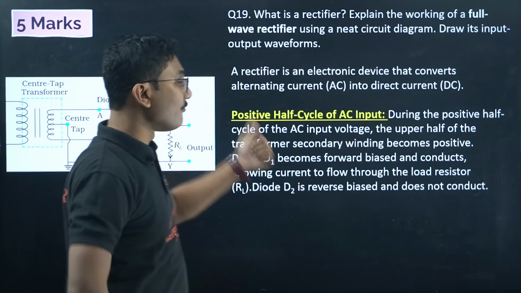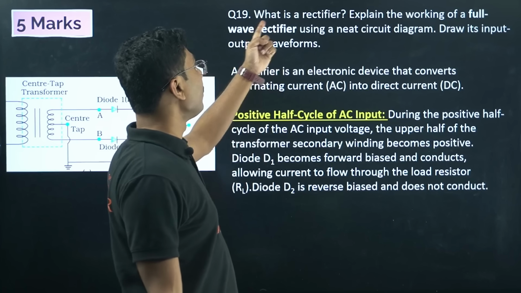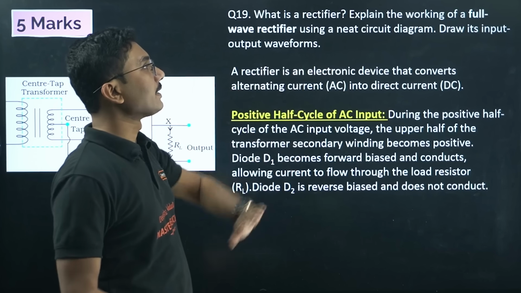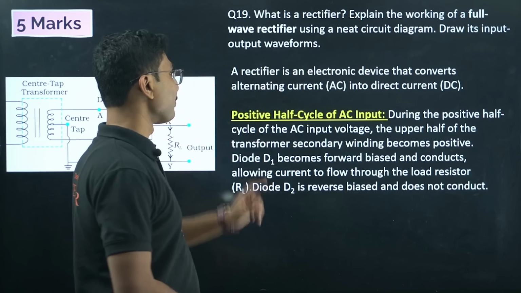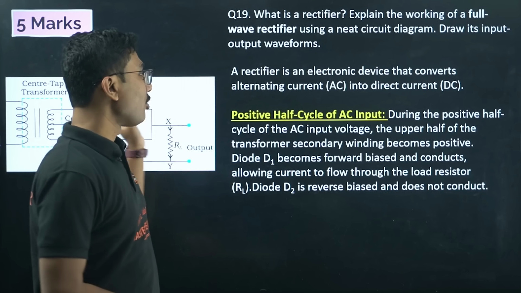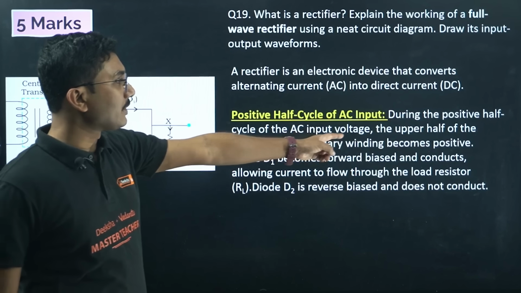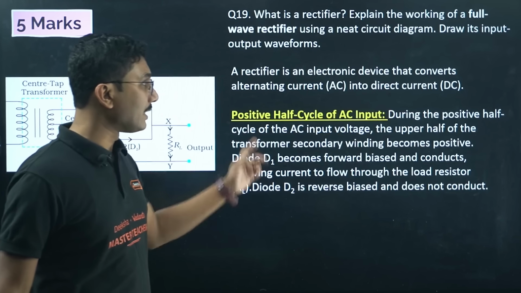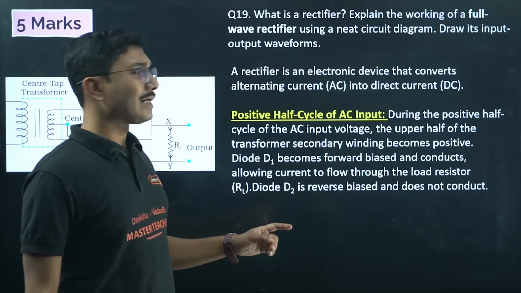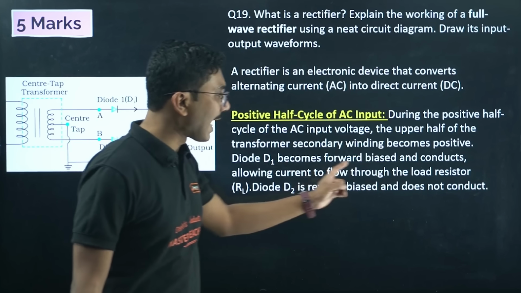Now next, the most common question that might come in your pre-board: what is a rectifier? Explain the working of a full wave rectifier using a neat circuit diagram, and draw its input output diagram. A rectifier is an electric device that converts alternating current into direct current. During the positive cycle of the AC input voltage, the upper half of the transformer secondary winding becomes positive. Diode D1 becomes forward biased and conducts, allowing current to flow through the load resistor RL. Diode D2 is reverse biased and does not conduct.